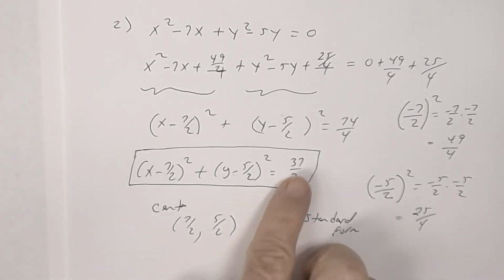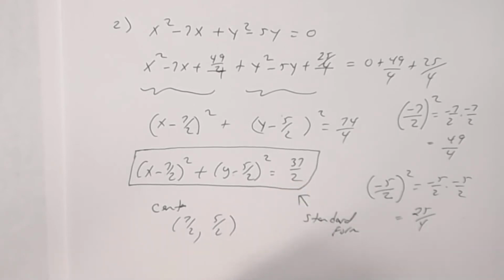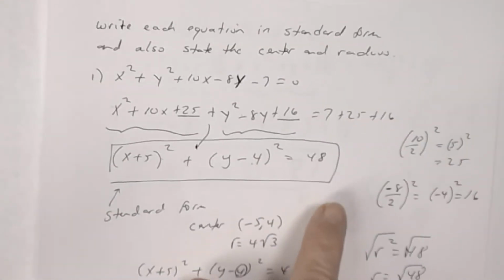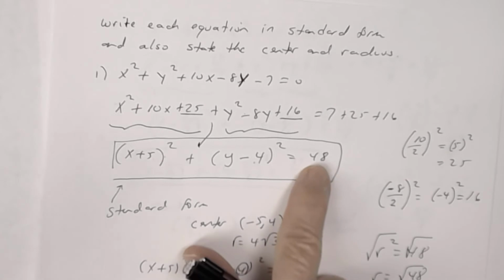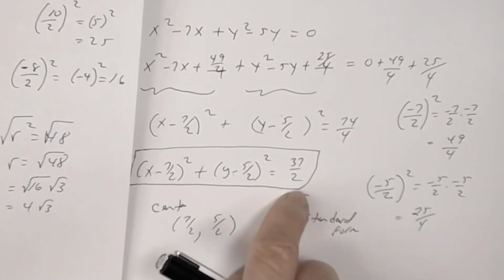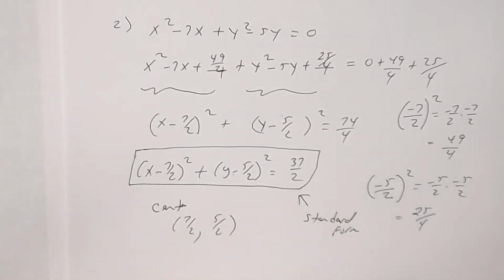But here's where some of you are going to get mixed up, the radius. All right, so when we did number 1, that one wasn't difficult because this number here was an integer, right? It was a nice number. Here, though, we have a fraction right here, 37/2. But we do the same thing.